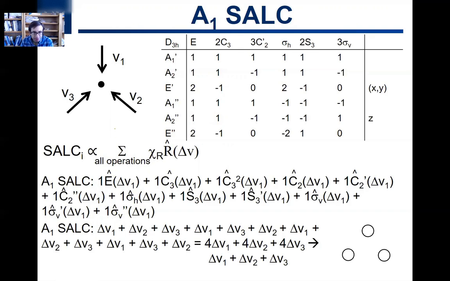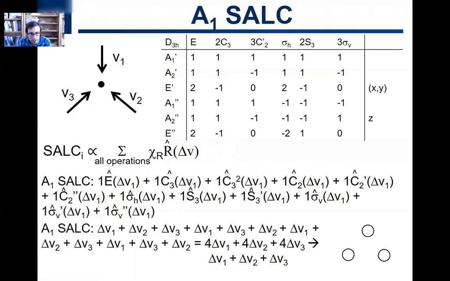Next, we do a C3, okay? Well, C3, if we define it as clockwise, which again, if you do counterclockwise, you'll still be okay, because things will end up canceling each other out, V1 is going to go to V2. So we have V2, we have 1 times V2. Next one is C3 twice, okay? So C3 twice, that's 240 degrees. V1 is going to go to V3, okay?